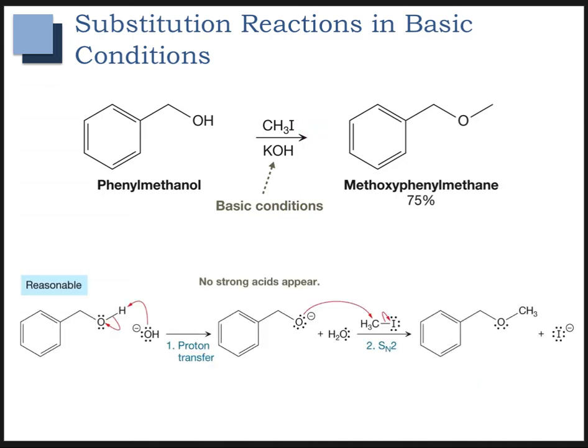So let's look and see what this looks like. You can see here the mechanism of the reaction. Again, we're ignoring the K+ because that's just a spectator ion. Electrons are coming from the hydroxide to pull off that hydrogen. So this is a proton transfer reaction. And then the oxygen-hydrogen bond is breaking. The electrons are going to the oxygen.